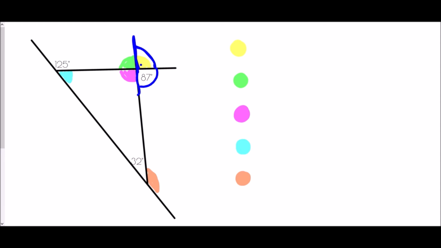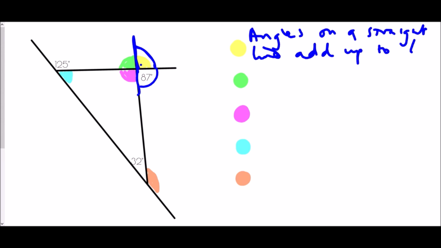They are forming a straight line, and therefore, as they are on a straight line, we can say that angles on a straight line add up to 180. And so 180 take away 87, well, that is going to be 10 take away 7 is 3, 17 take away 8 is 9, and so the yellow angle is 93 degrees.